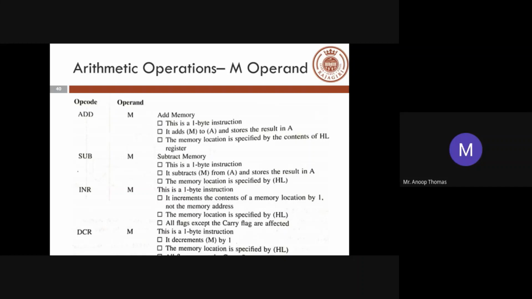ADD M implies that you cannot give the memory address directly here. What is going to be given is the statement ADD M, and it will take the memory address from the HL register pair.